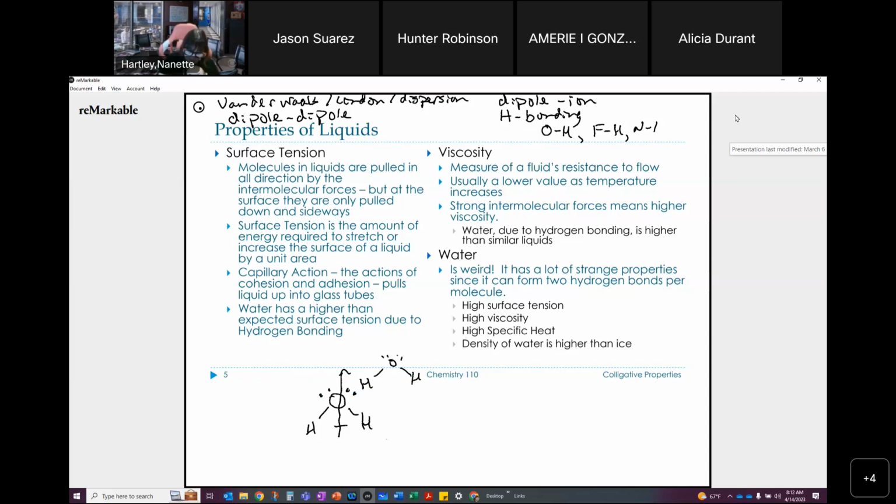We can also get that same kind of thing down here. So we end up with the ability to do that in two different places, and that leads to some very interesting properties. It leads to high surface tension, high viscosity. It gives a high specific heat, which is how much energy we have to put into this to get it to change temperature. And the density of water is higher than ice, okay? So the water has a higher density.